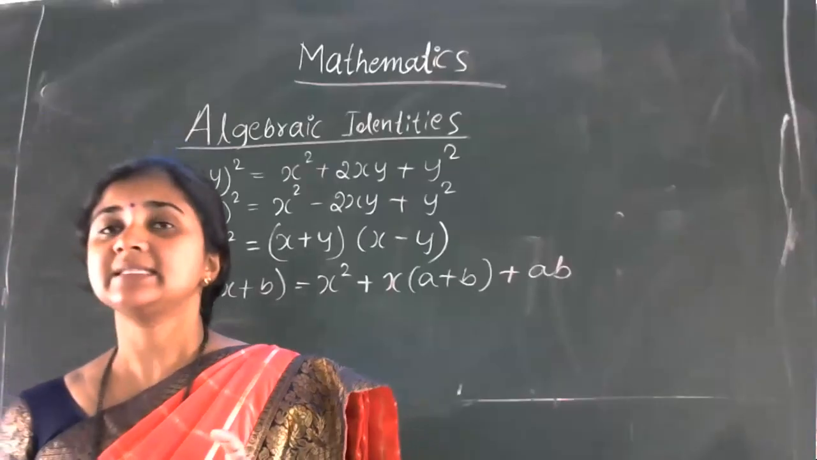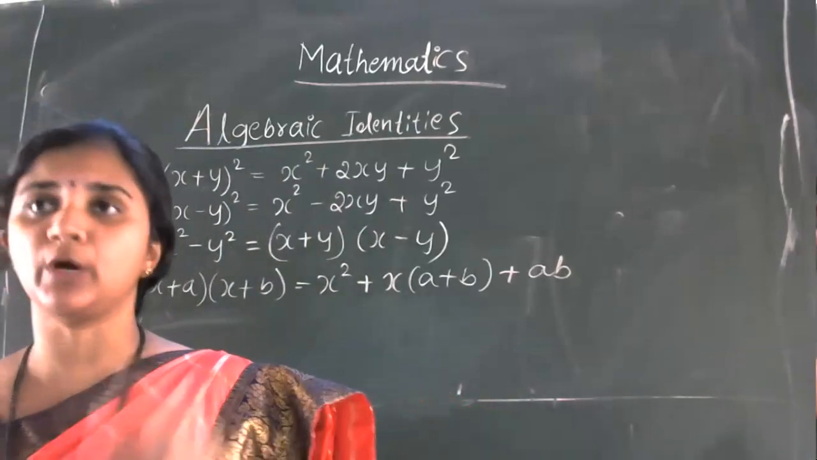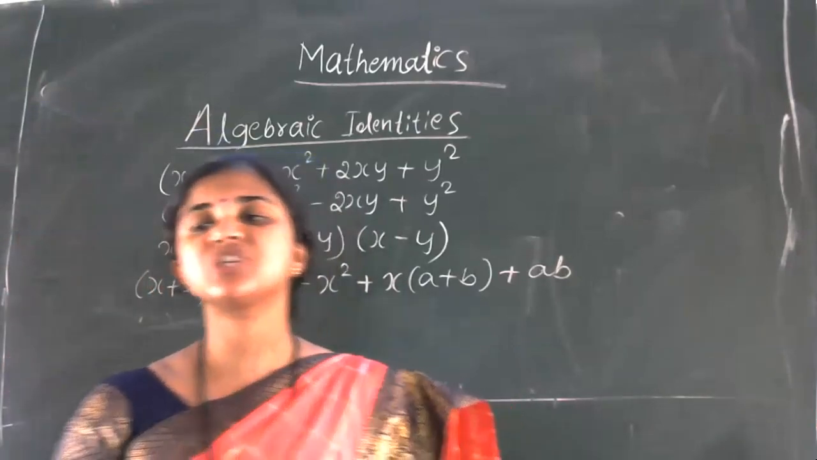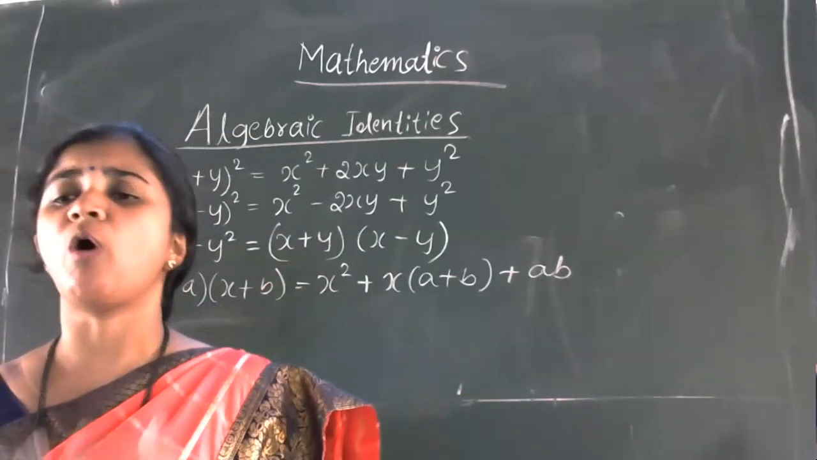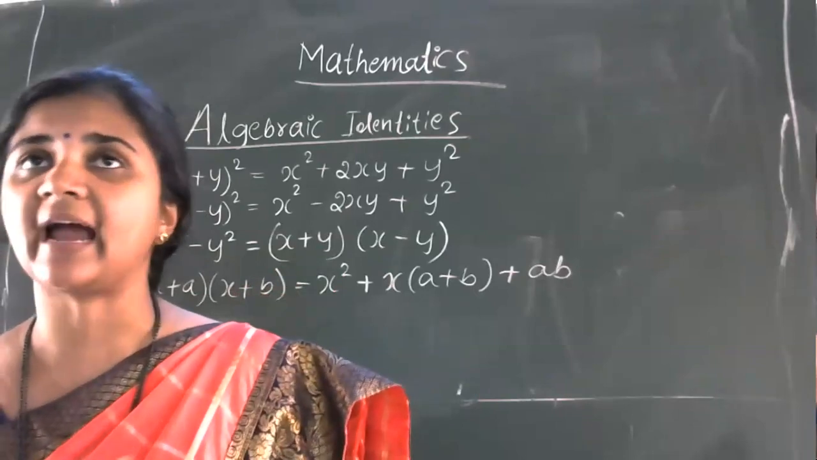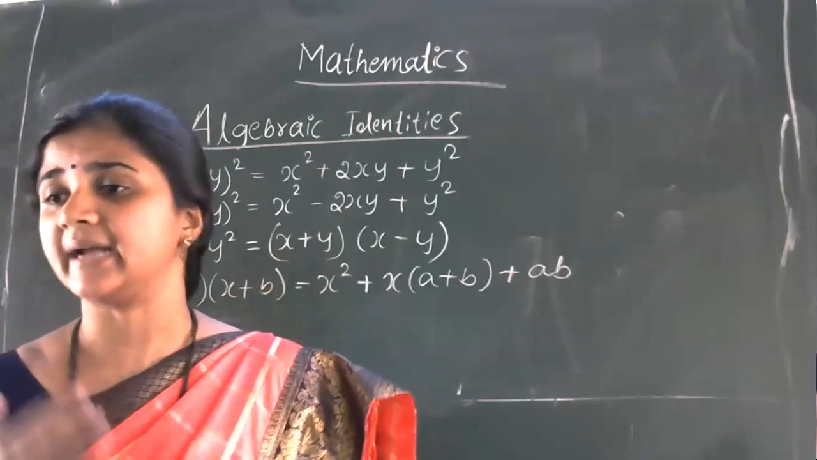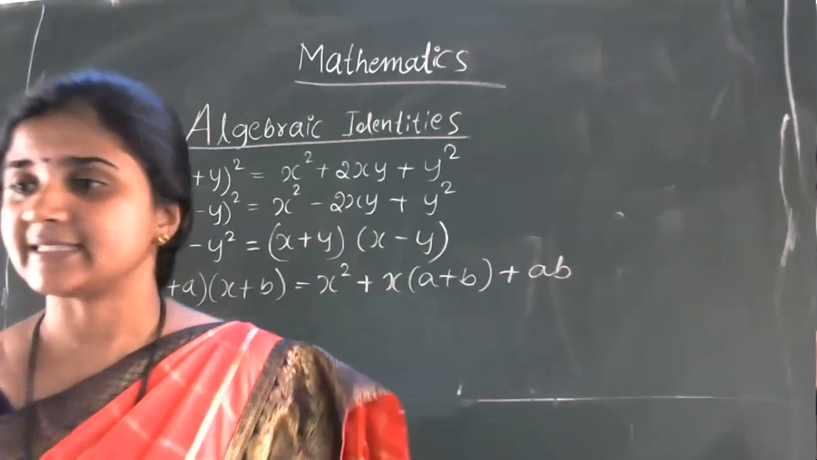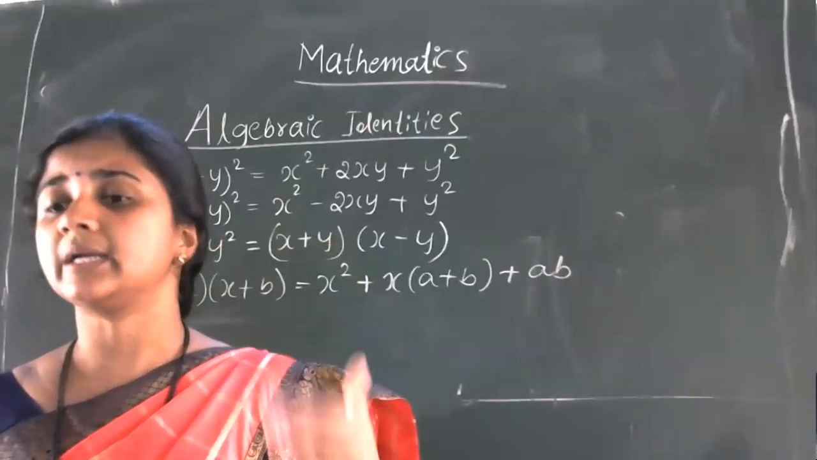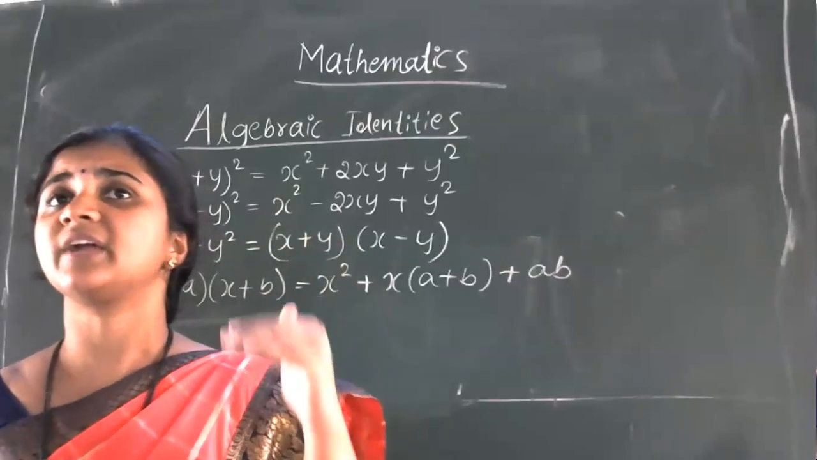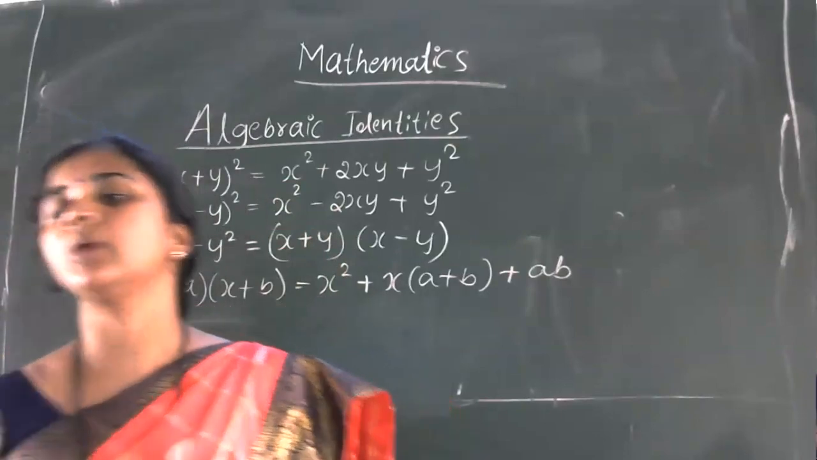In this class, we are going to learn the last topic of the polynomials chapter, that is algebraic identities. You all know what algebraic identities are. You already learned 4 to 5 identities in the 8th standard, right? So in this class, I want to recall whatever you learned in the 8th standard. Based on that, we have to work out a few problems. Later on, we'll learn new identities.